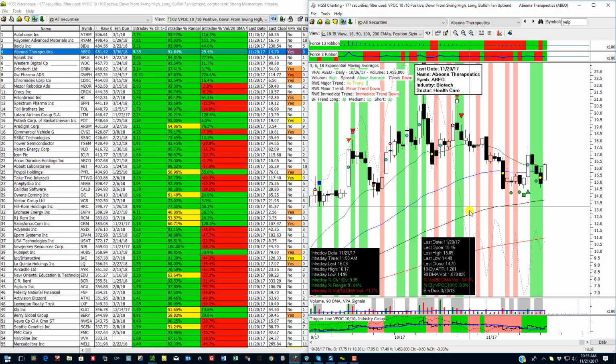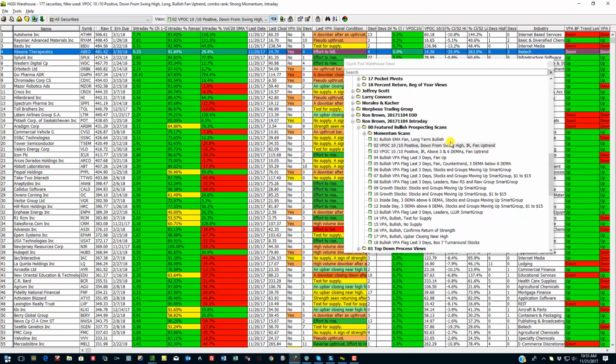So it's better if you have a predefined watch list or stocks that you like, and then run these screens against them. But on the other hand, if you're looking for new opportunities, there's always stuff here. So let's go to a different view.